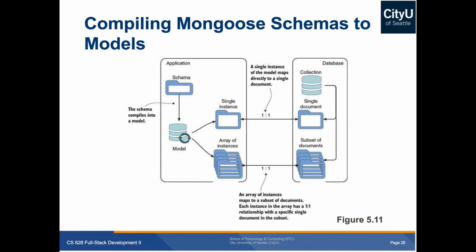Compiling Mongo schema to models. So the application has the schema and the schema compiles to the model. The model creates a single instance or an array of instances. It can then map to a single document in a database or an array of instances in the database.